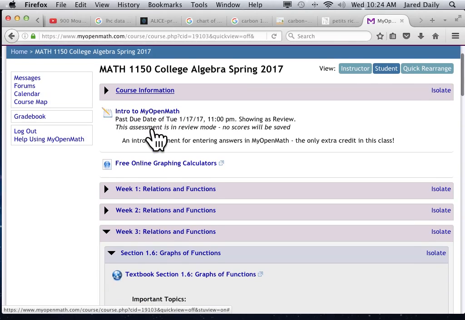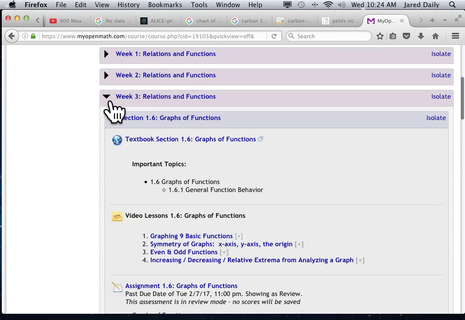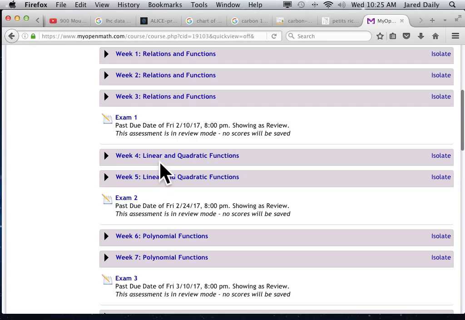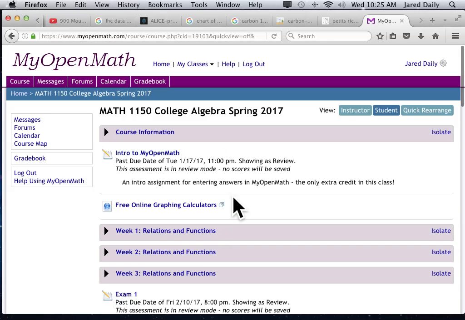Here's course information. Here's all the weeks of the course, right? Week 1, week 2, exam 1. Week 3, week 4, week 5, exam 2. Week 6, week 7, exam 3, and so on. Just a very simple thing. And then you go to here to week 1.